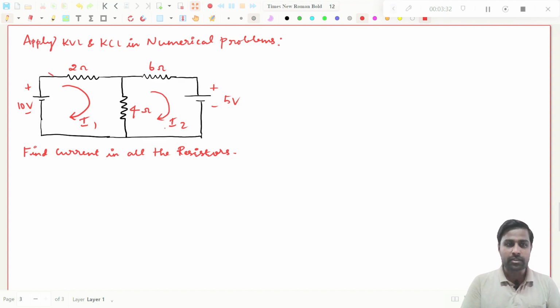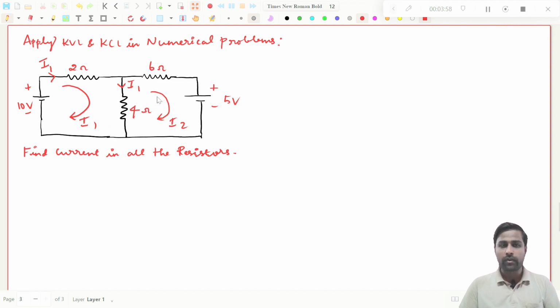So now what you do, first you put the current directions in all the resistors. So this is in the first loop. In the first loop you put this is I1, and if you come like this, I1 will come like this, right? Because it has to travel like this. So this direction will be I1 in the 4 ohm resistor. So this will be I1. That's all, right? Only 2 resistors in the first loop, where we have drawn the current directions.